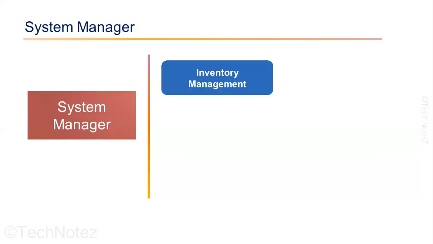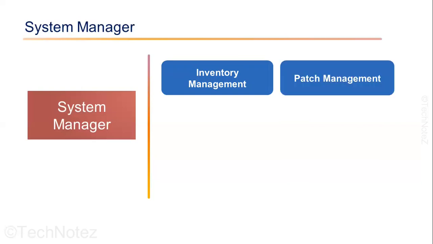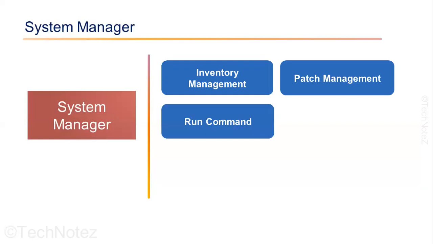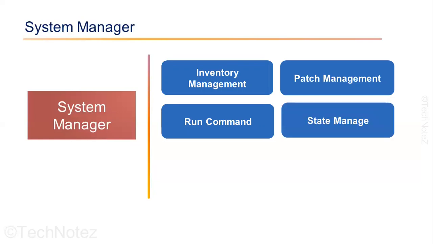Systems Manager helps you in inventory management, collecting metadata about your AWS resources, software, and operating system. Patch management: Systems Manager helps you to automate the process of patching your EC2 instances, on-prem instances, and other supported AWS resources. Run Command: Systems Manager enables you to remotely execute commands on your instances, including Linux and Windows machines. State Manager: Systems Manager helps you to define and maintain the desired state of your instances.